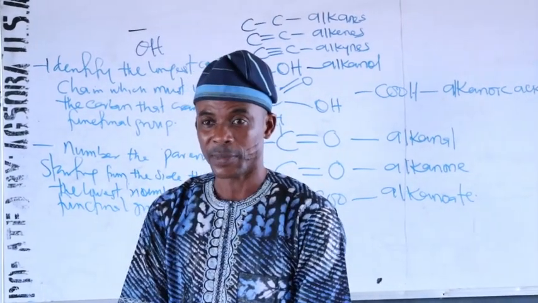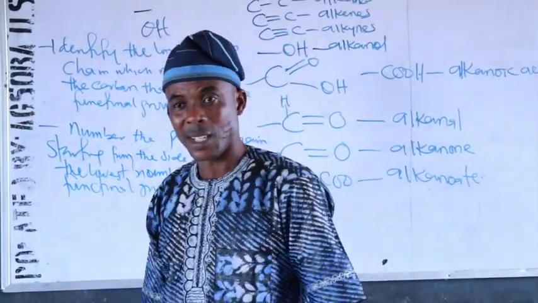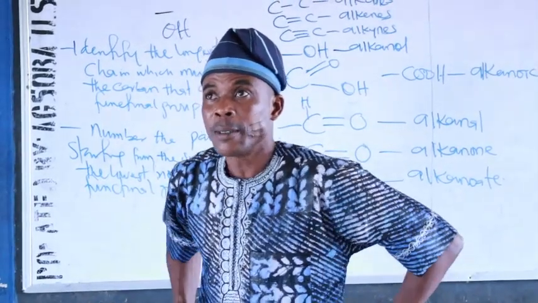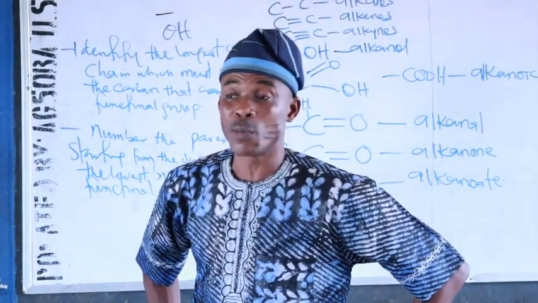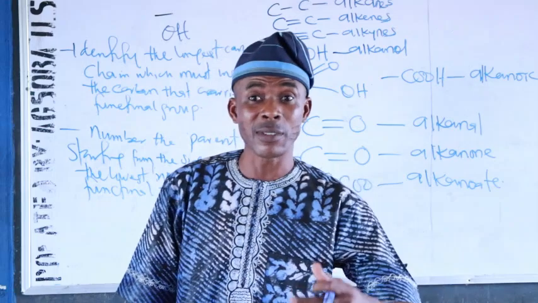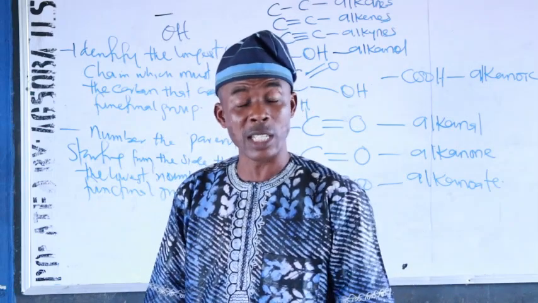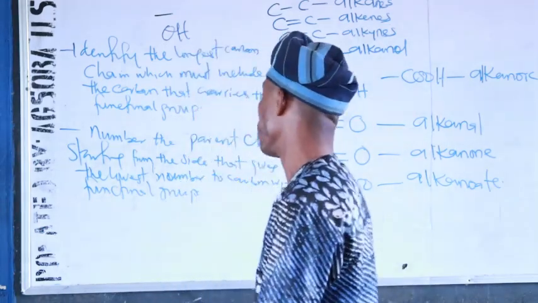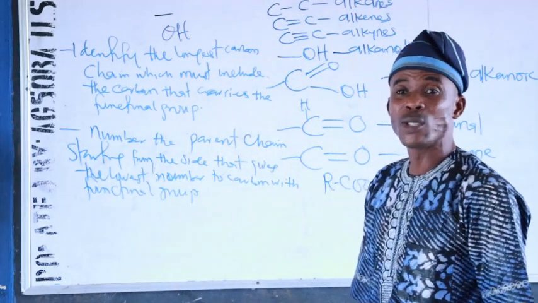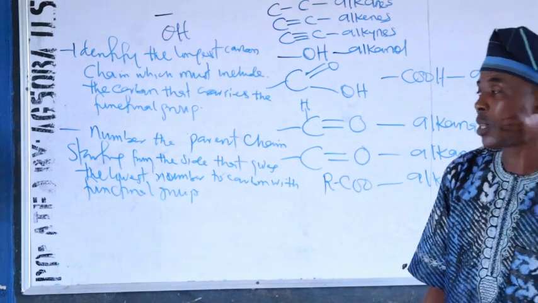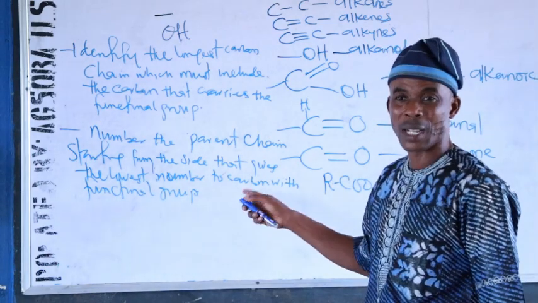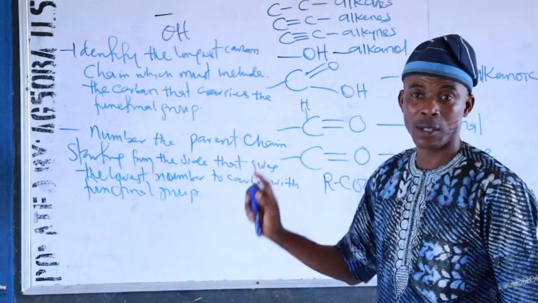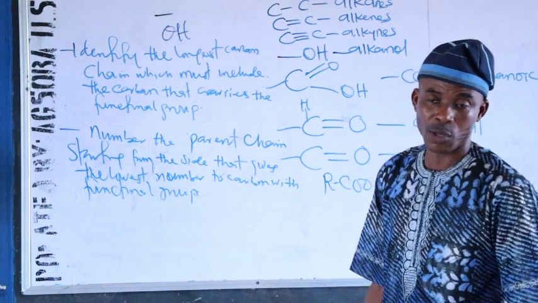Are we together? If you start from the right, if the number of carbon that carry the functional group is 10, and if you start at the left, if it is 2, it is important for you to start from the left. So your numbering should start from the side that will give the lowest number to the carbon that carry the functional group. Are we together?